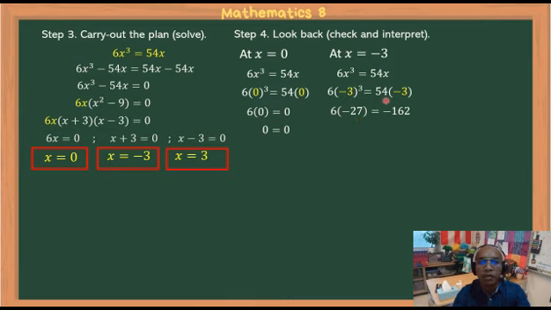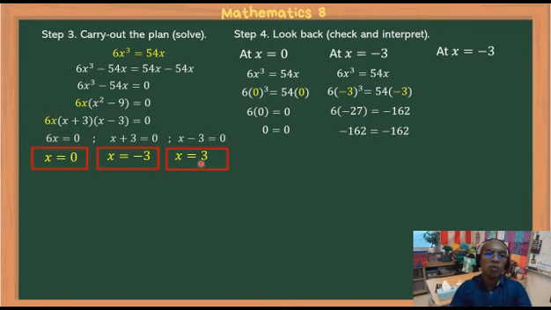Then 54 times negative 3 is negative 162. Then 6 times negative 27 is negative 162. We just copy negative 162 and we found out that both sides, left and right, are equal. So negative 3 is a possible value of the unknown variable.